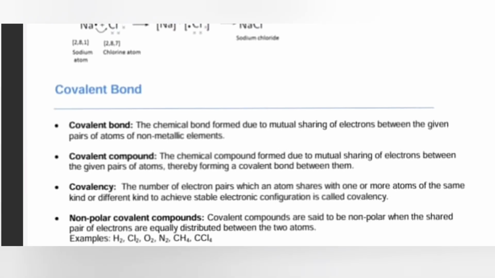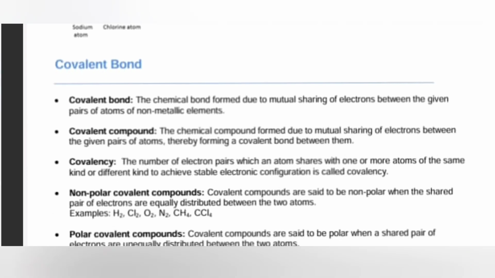Then covalent compound: the chemical compound formed due to mutual sharing of electrons between a given pair of atoms, therefore forming a covalent bond between them. So that is much more clear. Then there is covalency: the number of electron pairs shared by one atom with one or more atoms of the same kind or different kind to achieve a stable electronic configuration is called covalency.